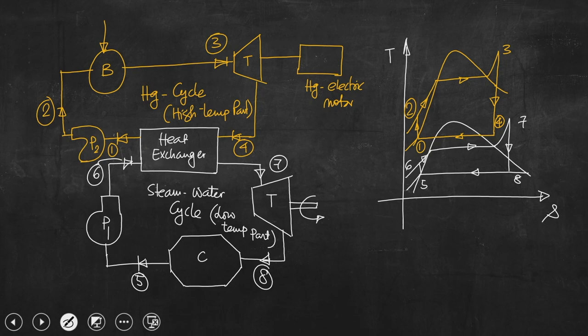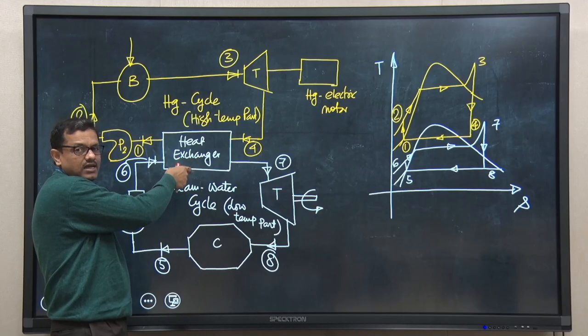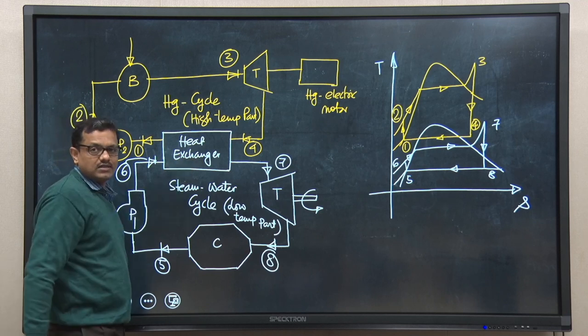In fact, we have discussed this in the previous class. In the last class, we had given the name mercury. So, basically, it is a steam boiler. This heat exchanger is having dual activities. Though it is a heat exchanger, it is acting like a condenser for the HG cycle, and it is also acting like a boiler for the steam water cycle.